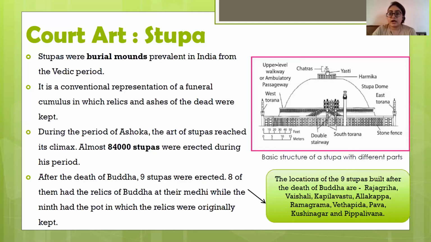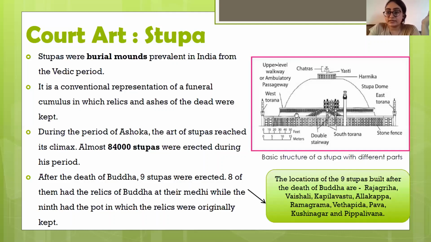See, at the very top you have the chhatras or umbrellas. Okay, chhatras means umbrella, chhatri you can say. Then below that you have the yashti. Below it you have the harmika. Okay, then this is the passageway for people. People walk over here. They take rounds of the stupa through this passageway. Fine. Then you have the toran, the west toran and the east toran. Then you have the double stairway.